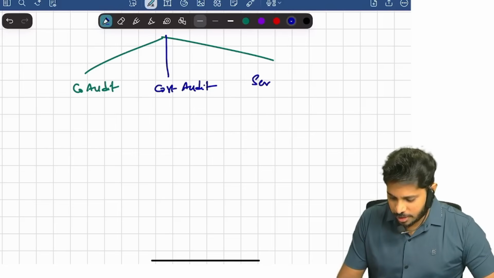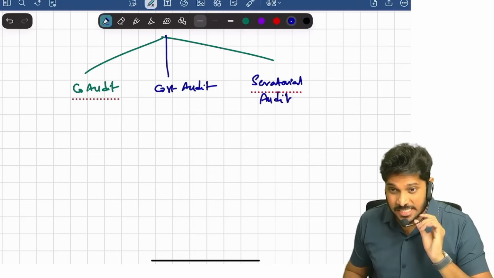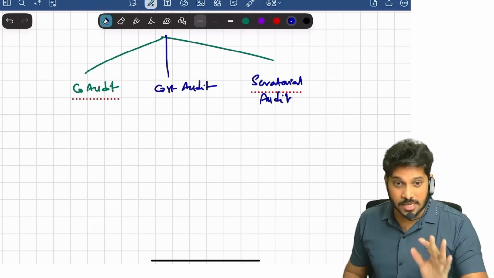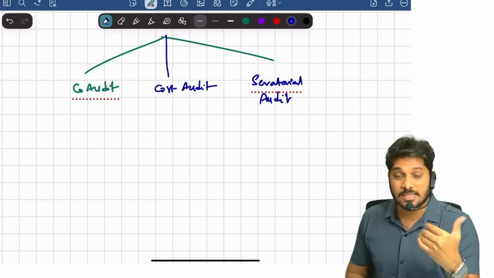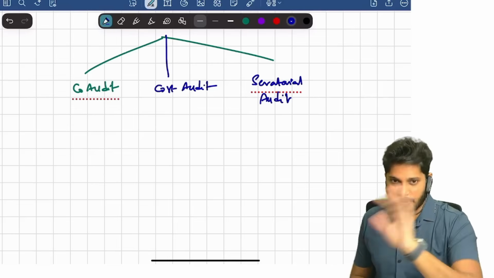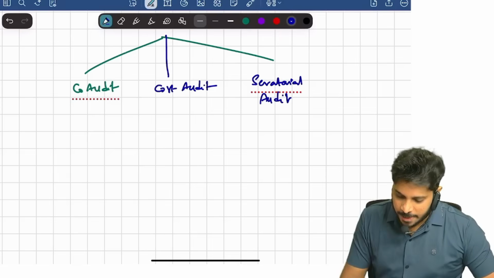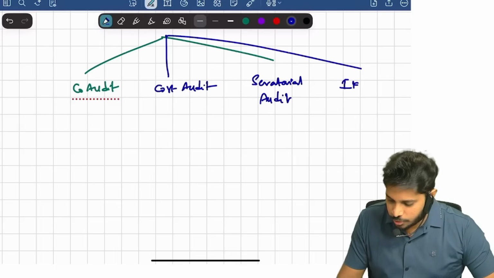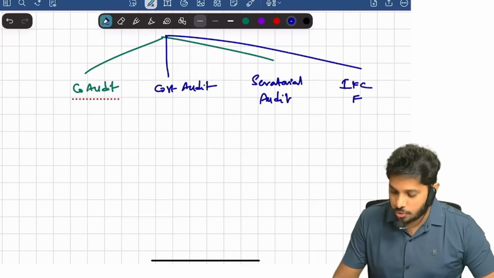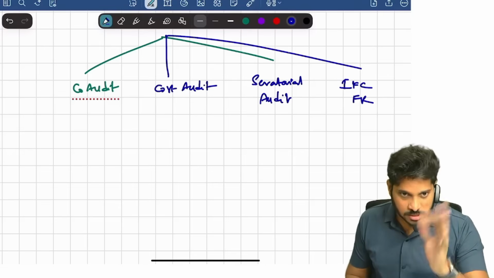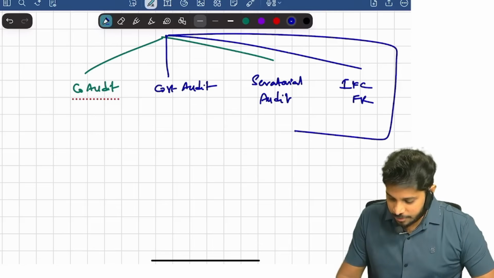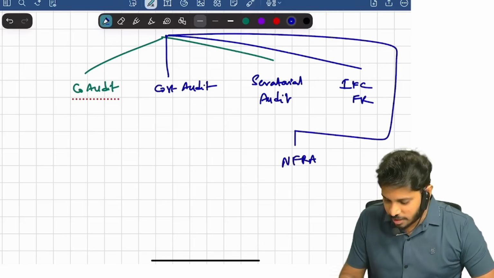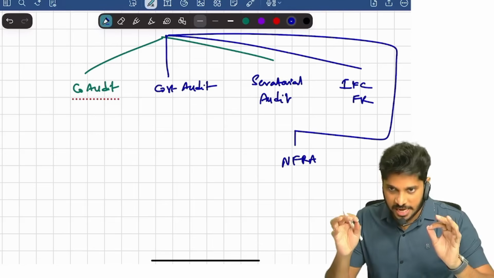Then the third type of audit is secretarial audit. Company secretaries have to give a secretarial audit report, and there is another report called the secretarial compliance report. Apart from this, we are also going to discuss internal financial controls over financial reporting, and NFRA provisions.